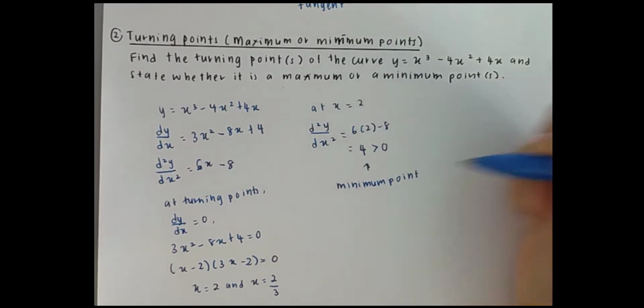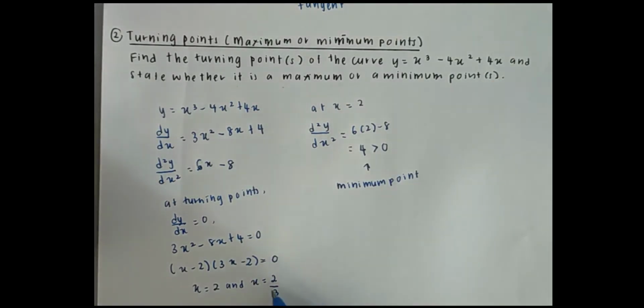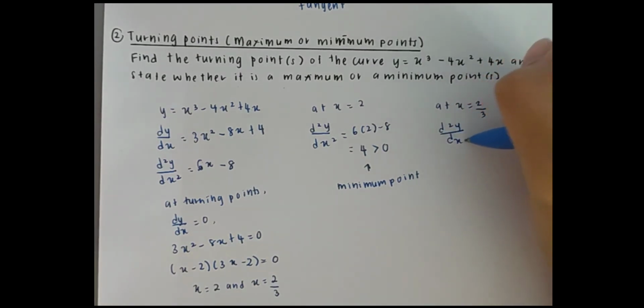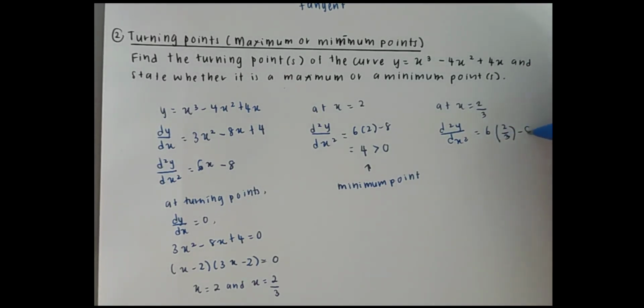Okay. Next, we find whether x equals 2 over 3 is a maximum or minimum point. Same, we use the method: we substitute the value of x into the second derivative, 6 times 2 over 3 minus 8, and we will get negative 4, which is less than 0. So when the second derivative is less than 0, we know it is a maximum point.